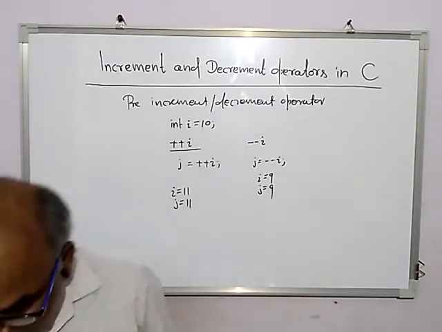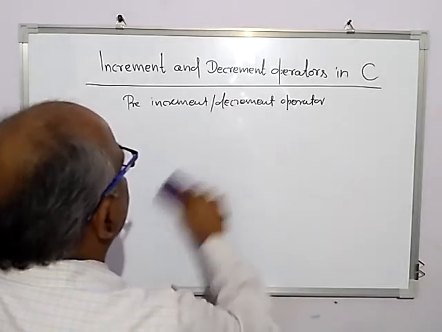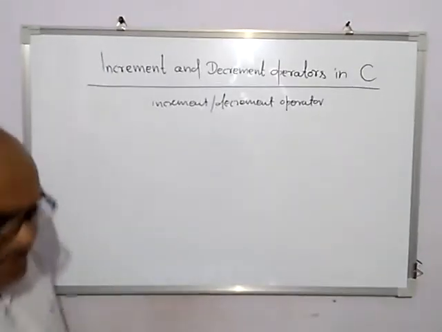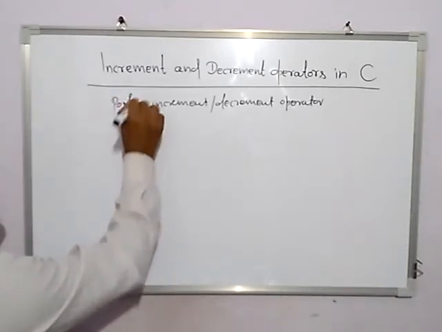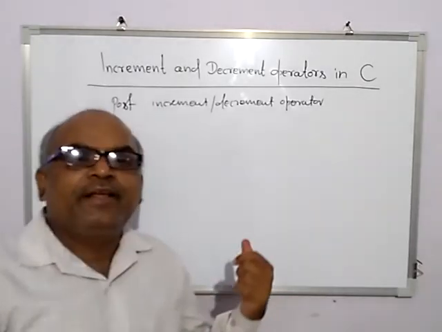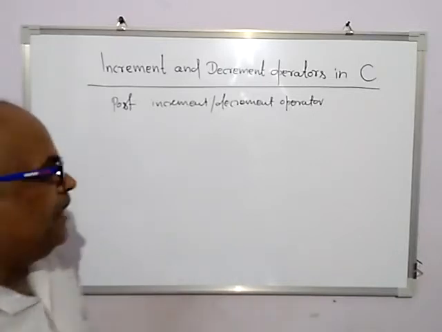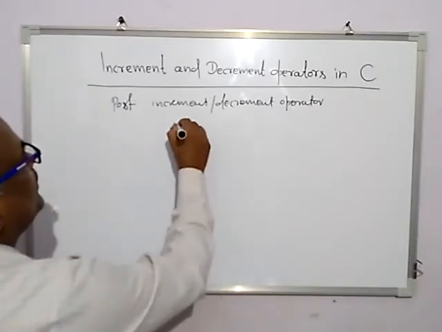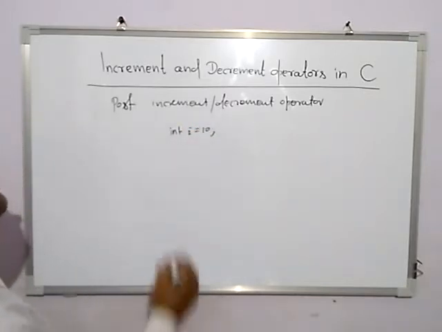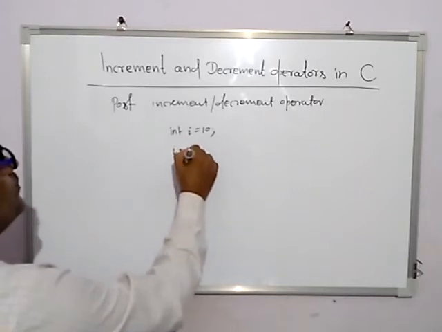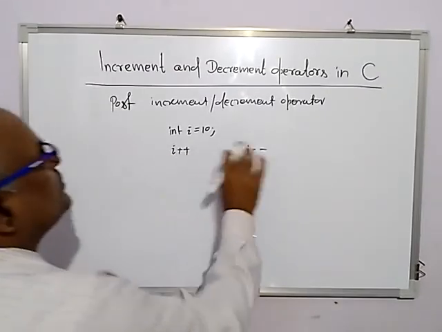Now, what is postfix or post increment and decrement operator? Post increment decrement operator means the operator is placed after the operand. For example, int I equal to 10. If you use post increment or decrement operator, you can write I plus plus or you can write I minus minus. Here post increment, here post decrement.